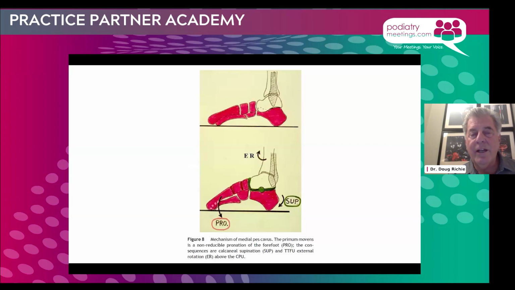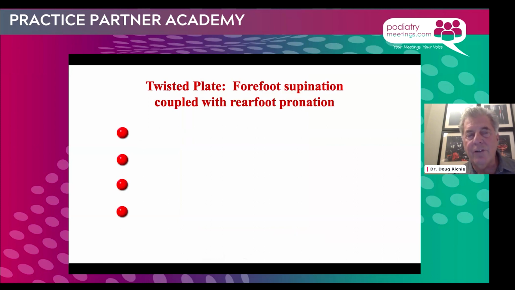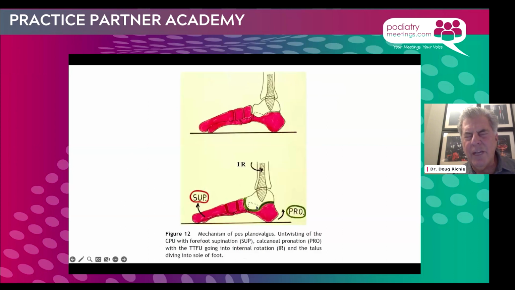But Seringe and Wicart pointed out that foot deformities are really failures or over-exaggeration of the twisted plate mechanism, whether it's a cavus foot with an overly pronated forefoot or a pes planus foot with an overly supinated forefoot. Surgical procedures that block forefoot supination will block rear foot pronation. This is a concept which is hard for many people to grasp, but from a surgical standpoint, it's been proven over and over that if you can block supination of the forefoot, you will block pronation of the rear foot. And I'll show you how you do that with a surgical procedure.